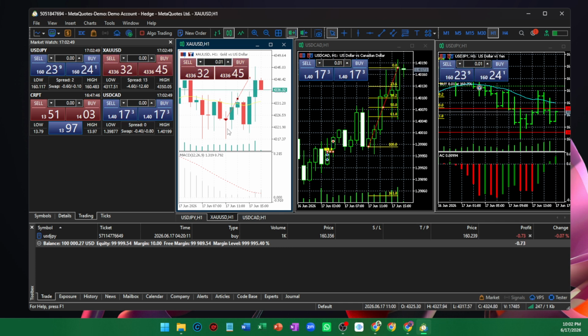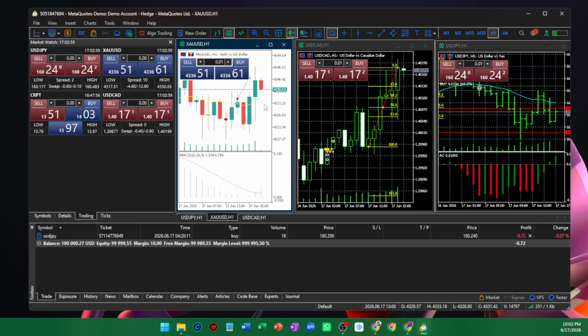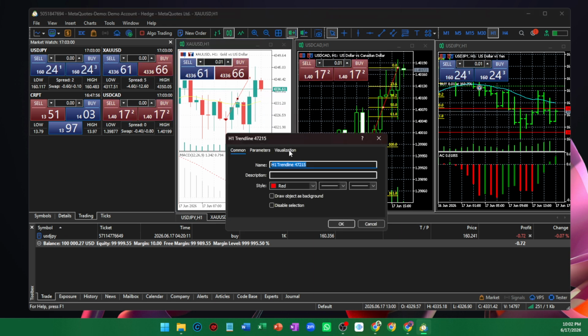Once your lines are on the chart, you can customize them to make everything easier to interpret. Double-click any line to highlight it, then right-click and choose Properties. From there, you can change the line's color and thickness and also control which time frames the line appears on. This is especially helpful if you want certain levels to stay visible only on the charts where they matter most, keeping your workspace clean and organized.